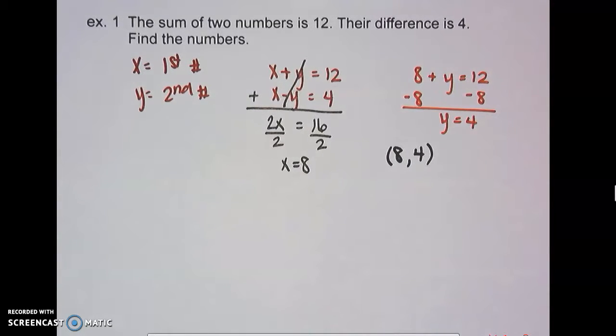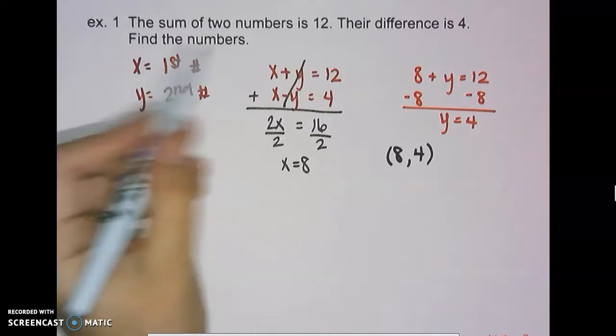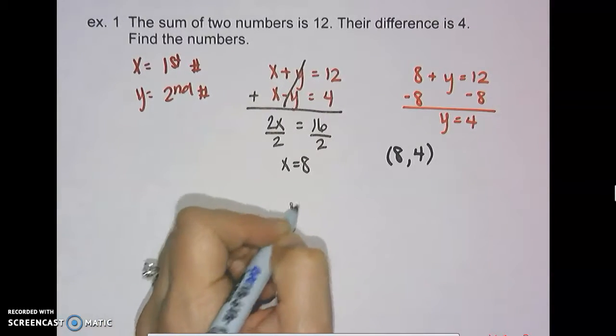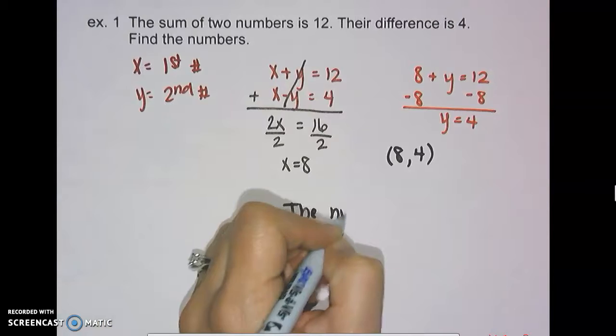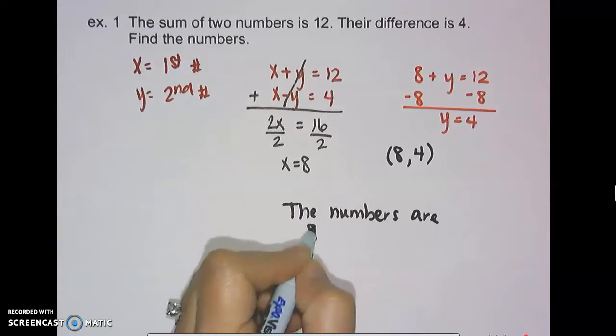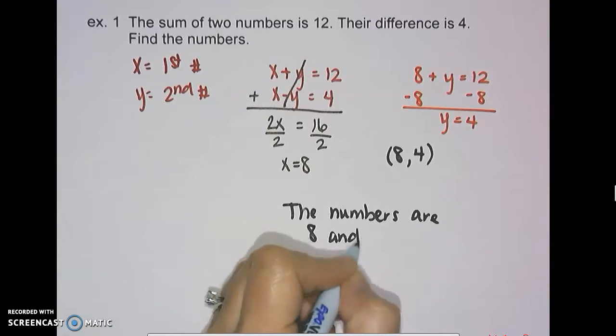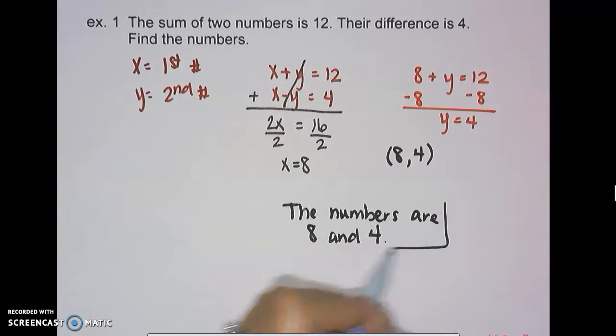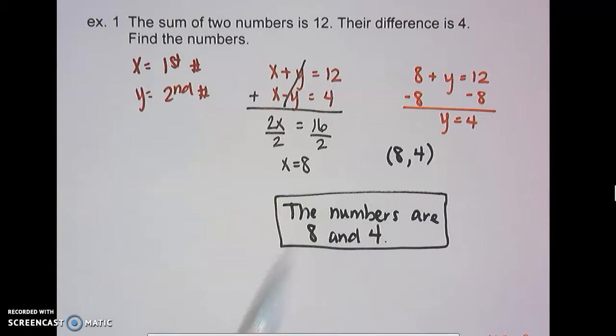And we need to write a sentence for that. So the question said find the numbers. So we could just say the numbers are 8 and 4. And so that would be our answer. Okay, and you could check that as well. If you take 8 and 4 and you add them together, you get 12. If you take 8 and you subtract 4 from it, the difference is 4. Okay, so that works out.